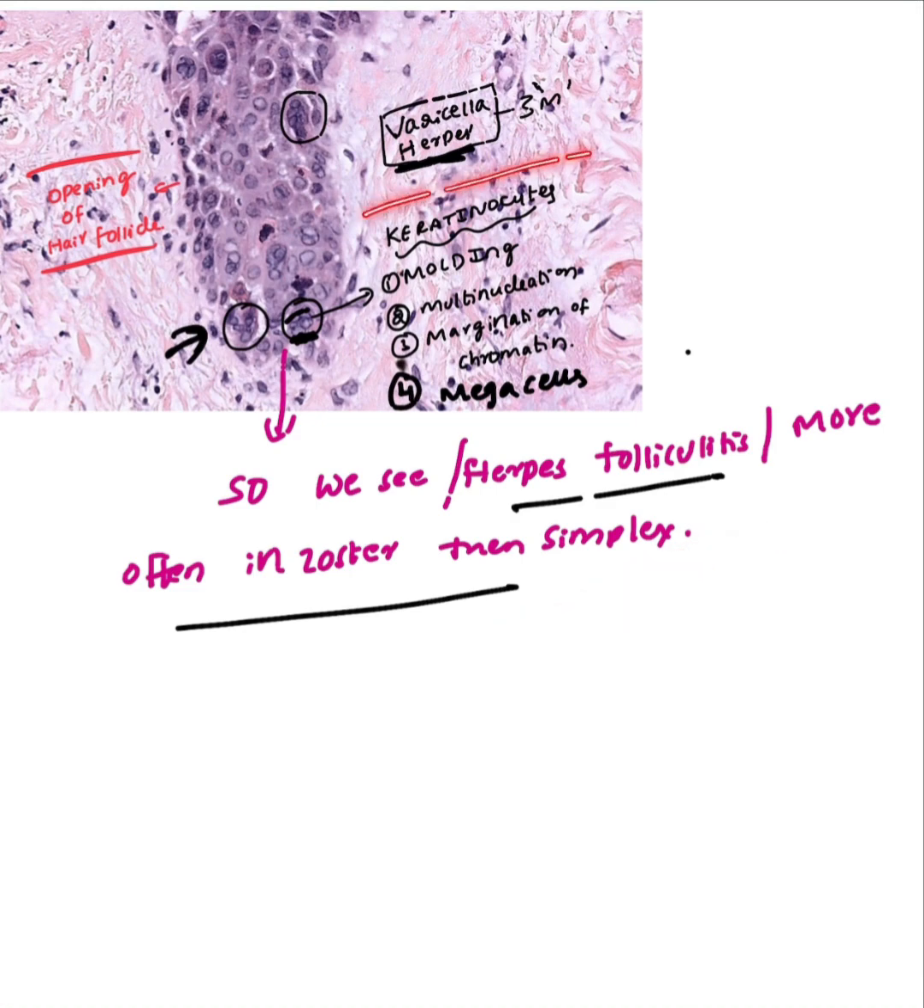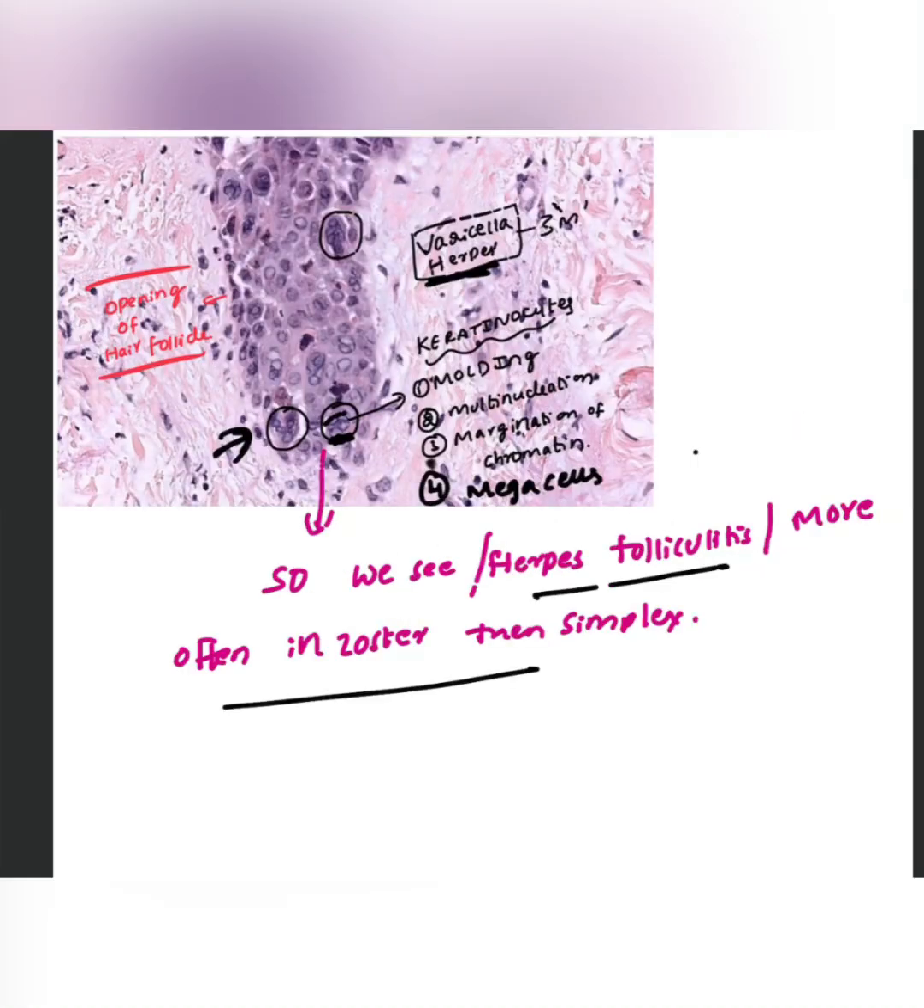And the most important histopathological findings, you have to remember the 4 M's. My first M is molding. You can see all the keratinocytes are clumped together and they form a mold. So this is molding, and there will be multinucleation, and there will be margination of chromatin. Here all the DNA is pushed outward to the wall. So chromatin margination will be seen, and there will be megacells.